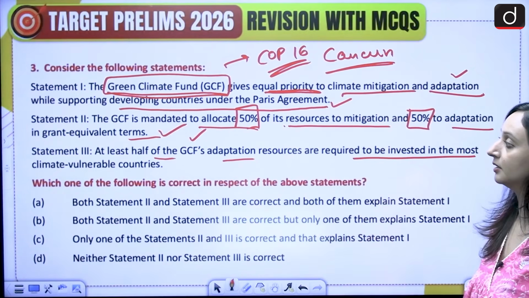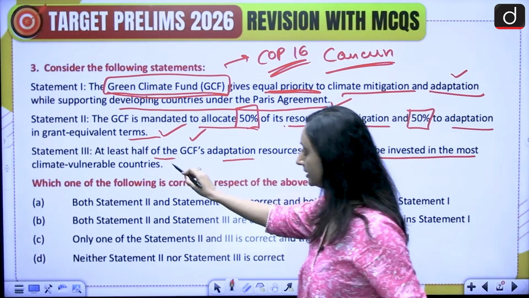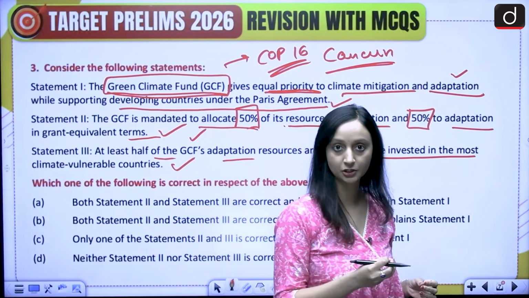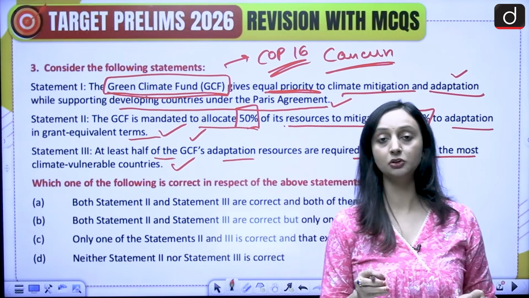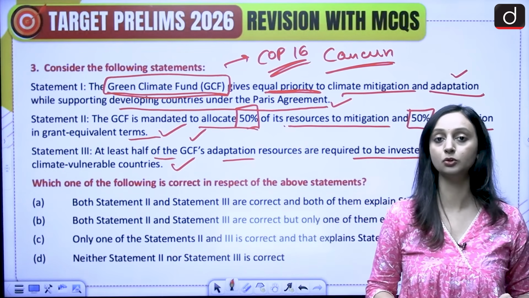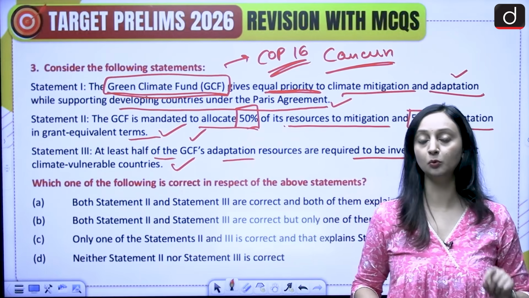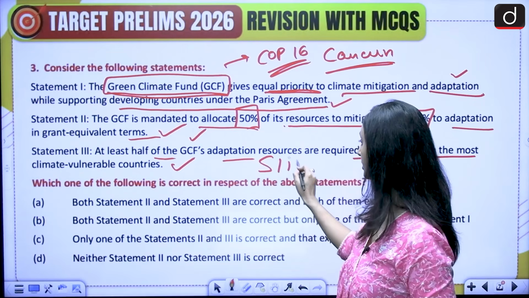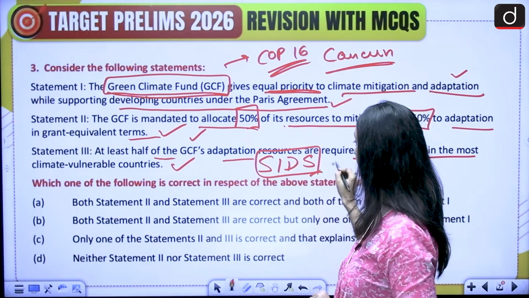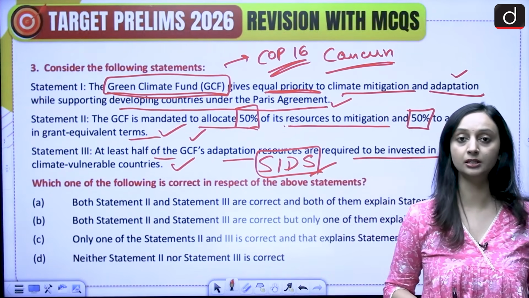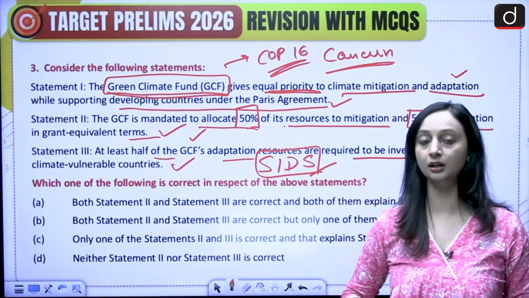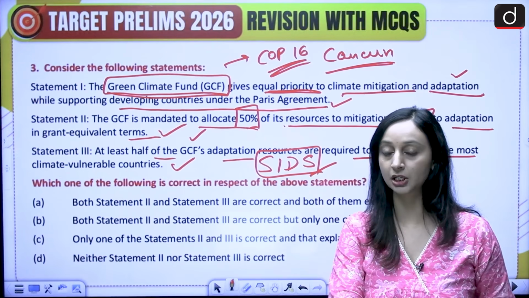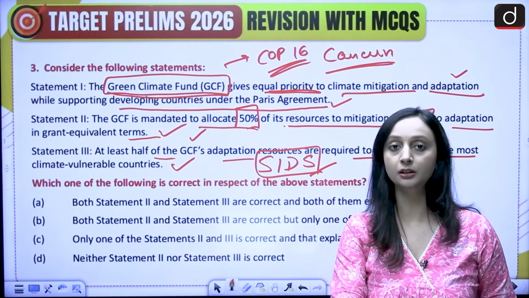And then statement number 3 says at least half of the GCF's adaptation resources are required to be invested in the most climate vulnerable countries. Yes, this statement is also correct. So 50% of the total GCF is going to adaptation measures, and out of those adaptation measures also, half of that fund is going to the most climate vulnerable countries. Like you have SIDS, small island developing states. You have the least developed countries, which are in need of urgent attention because they are going to be the most prone to the harmful effects of climate change. So this is also taken care of by the GCF.